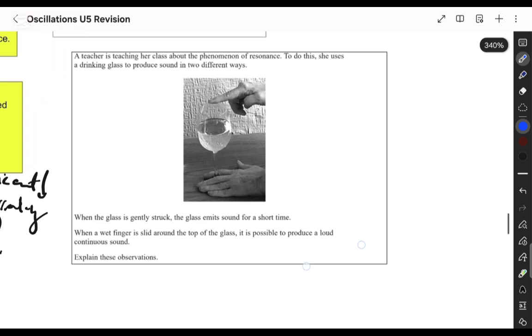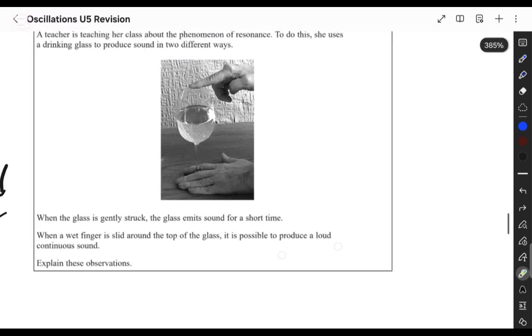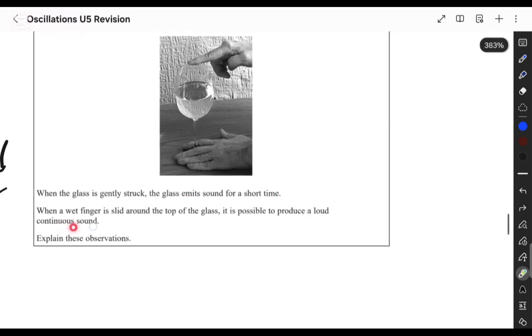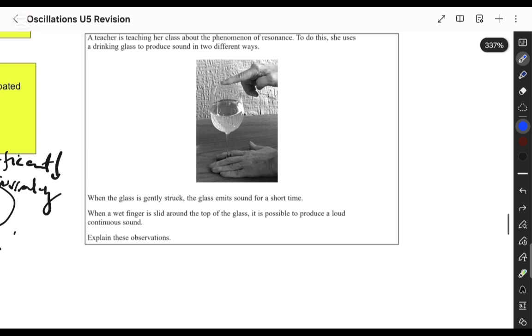And let's just do one question on this as well. Here we see that a teacher is teaching her class about the phenomenon of resonance. To do this, she uses a drinking glass to produce two sounds in different ways. She gently strikes the glass and it emits sound for a short time. And with a wet finger, she slides around the top of the glass. It is possible to produce a loud, continuous sound. For the answer to this question, I want you to pause and think about it.